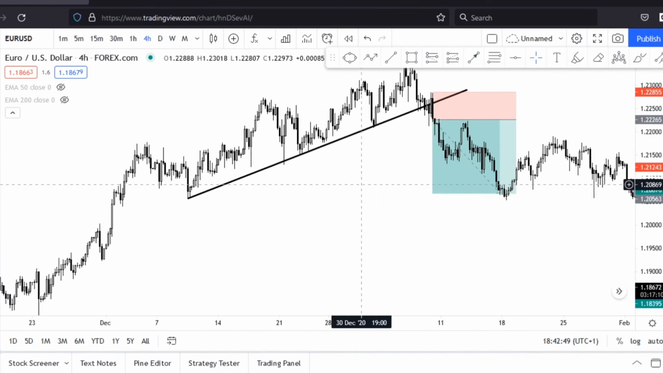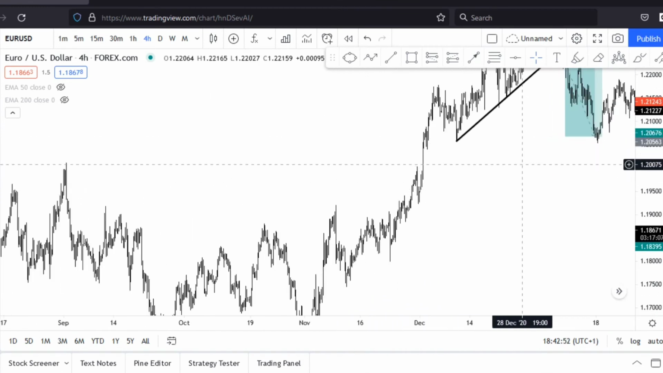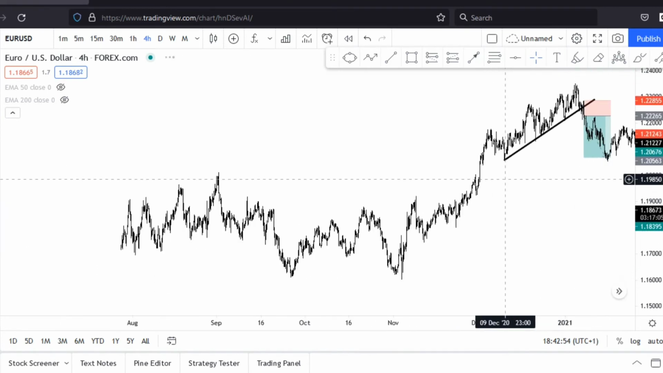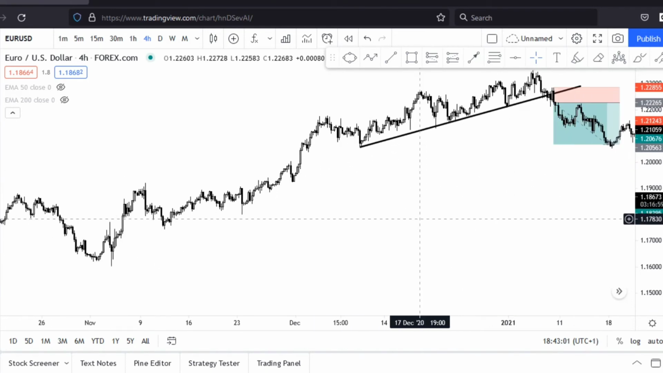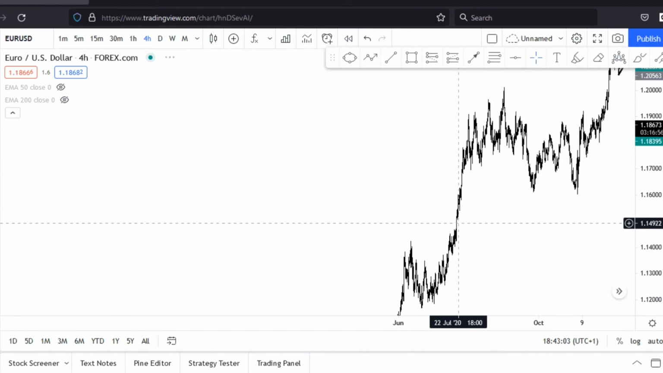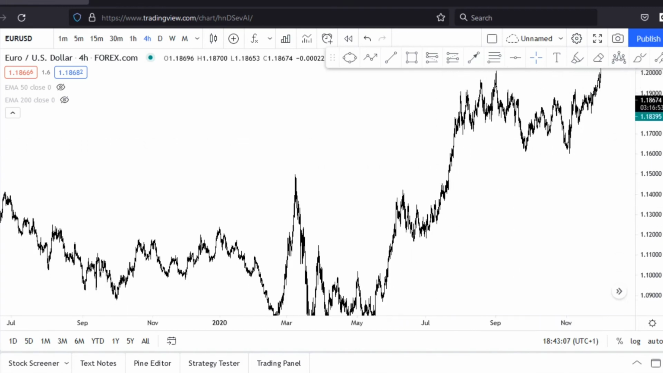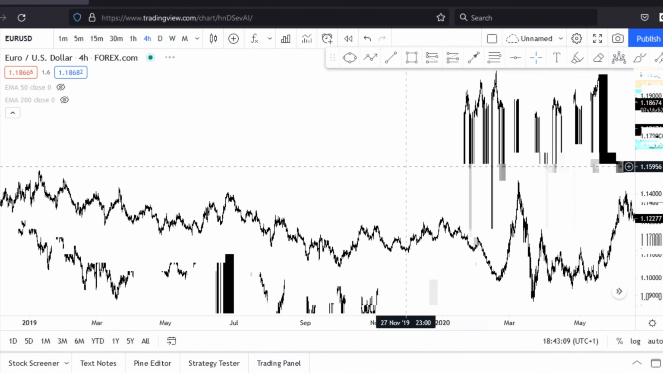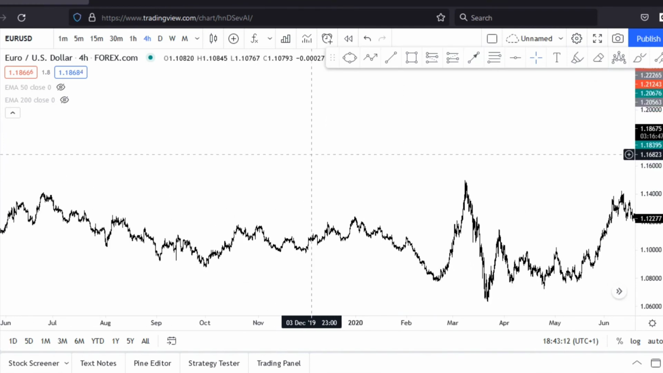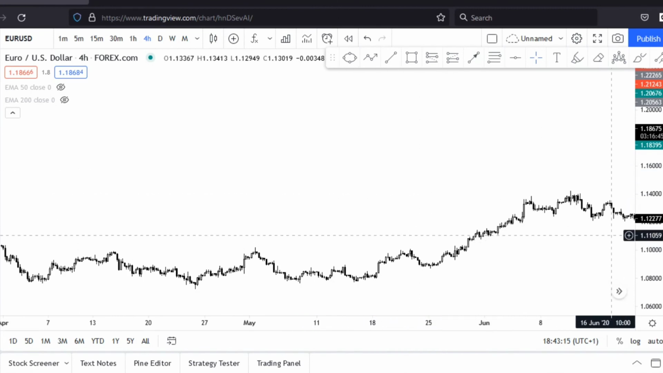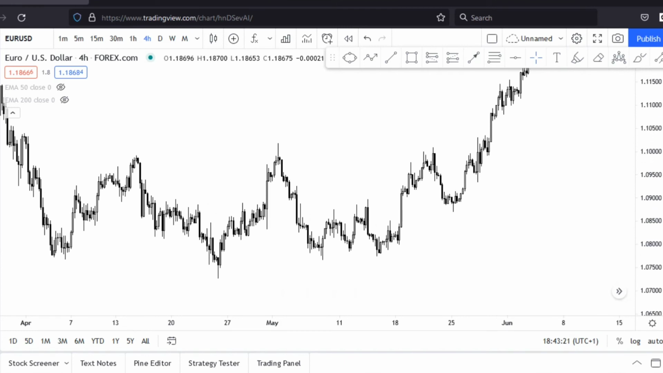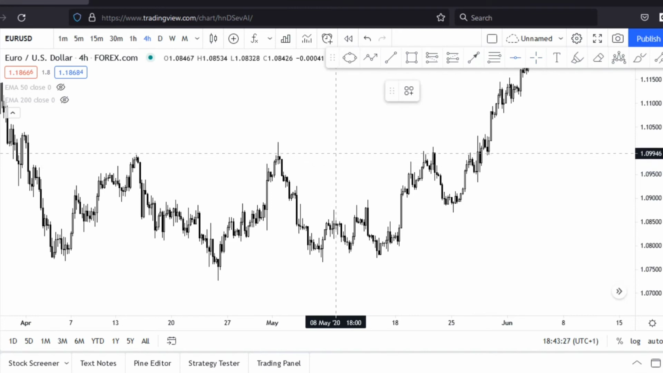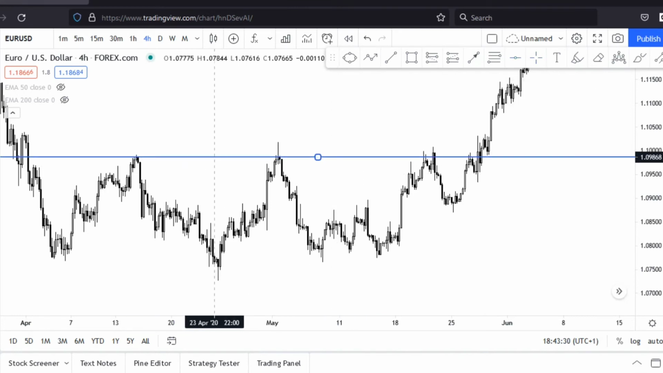All right. So let's look for an example for the break and retest of a support or resistance level. Let me see if I can see a good example for you guys. Okay. So with this level, you can see from here that this is a resistance level here.